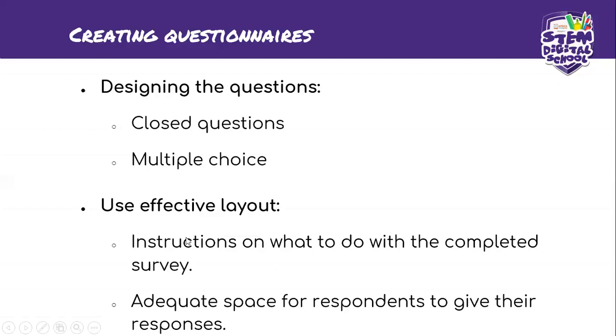questionnaire. There has to be instructions on what to do with the completed survey. Adequate space for respondents to give their responses. So when you are making a questionnaire or survey, you need to create space for respondents to give their responses. I'll show you later on how a questionnaire looks like, an example of a questionnaire.